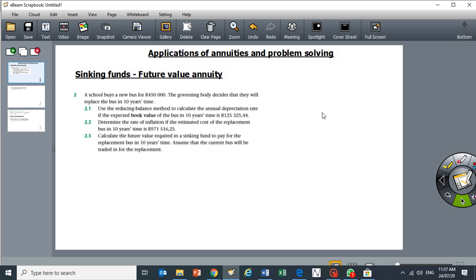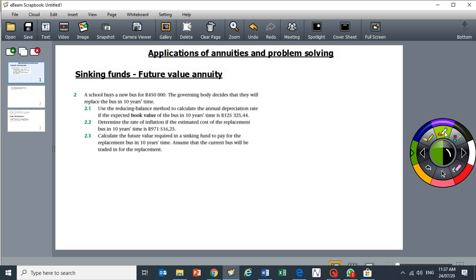Because if you don't know what a book value is, it will affect how you approach the question. So here we have the price of a new bus now. It will be replaced in 10 years' time. We are supposed to use the reducing balance method to calculate the annual depreciation rate.